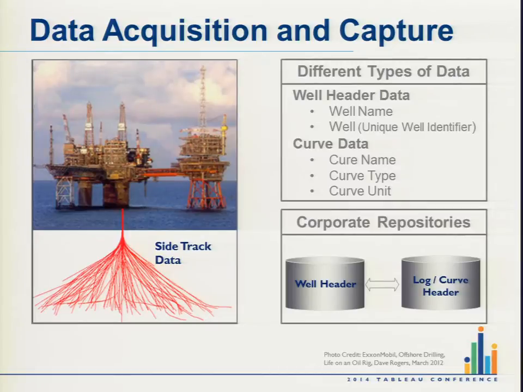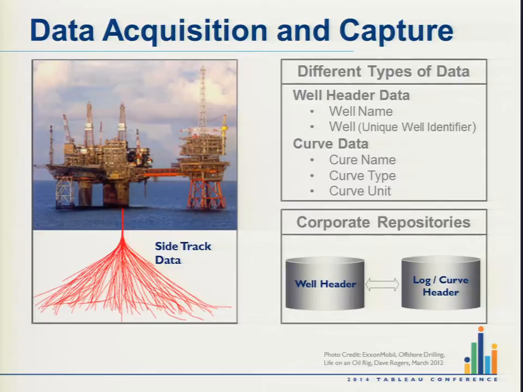Along the way, we have multiple repositories. On the lower right-hand side, you can see something called our log curve header. That's where we put all the information I showed you on the previous slide. And on the left-hand side, we have the well header. That has information about the well itself and information about the formation, about porosity and permeability and so forth. And remember I told you about the UWI, and I've got an arrow connecting our two repositories, our well header and our log curve header.